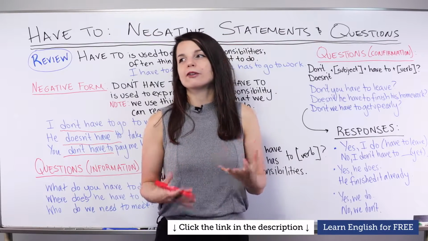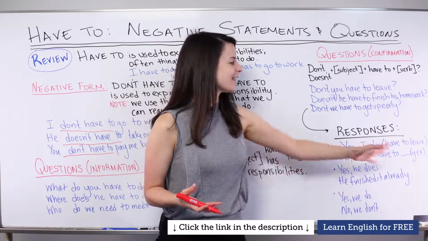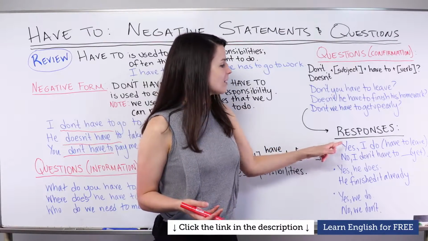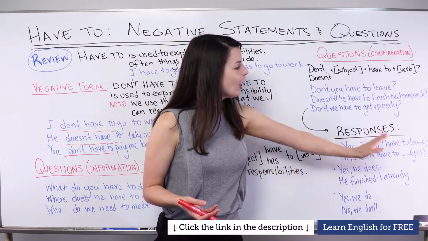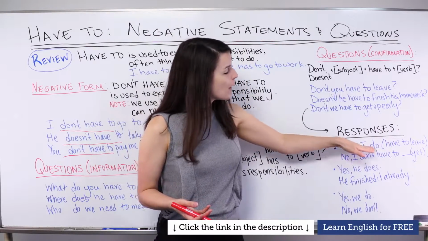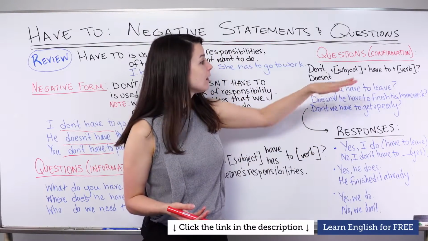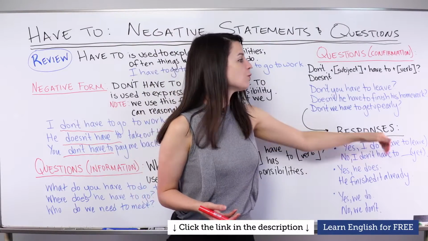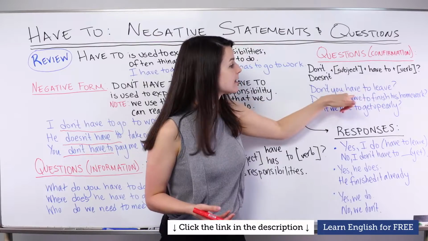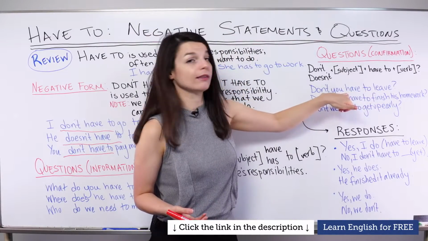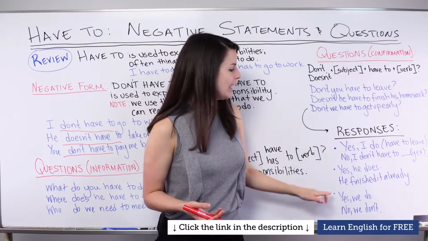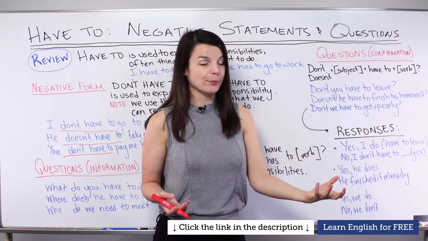So if you are ever not sure of the best way to answer one of these confirmation questions, you can just say yes or no, and you can follow it with like a repetition of the thing that was in the question. So I showed you this here, like yes, I do have to leave. You can use the same thing that you heard in the question to answer that. We see that down here. Don't we have to get up early? Yes, we do have to get up early.